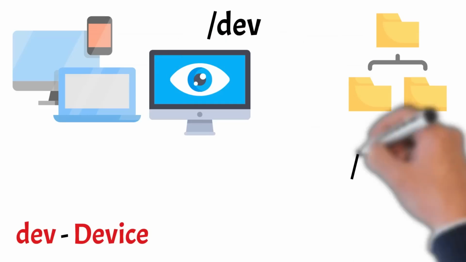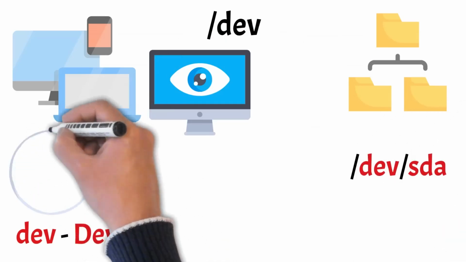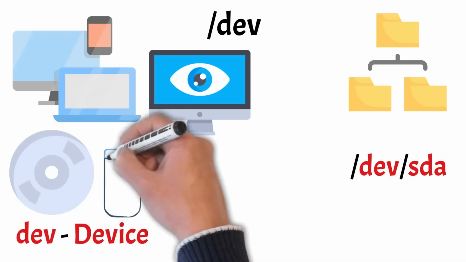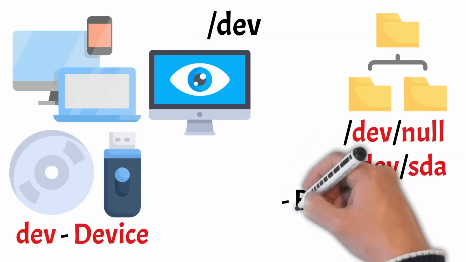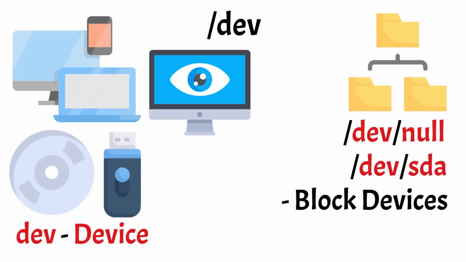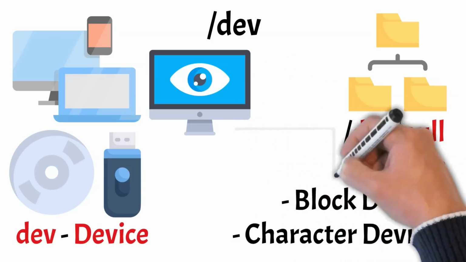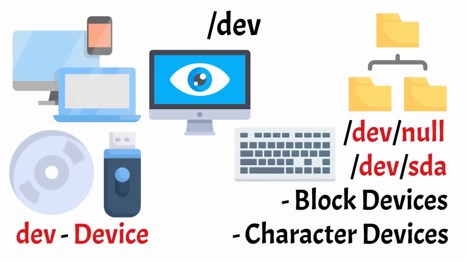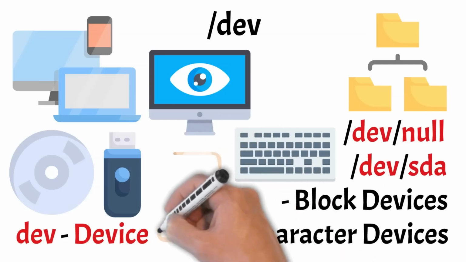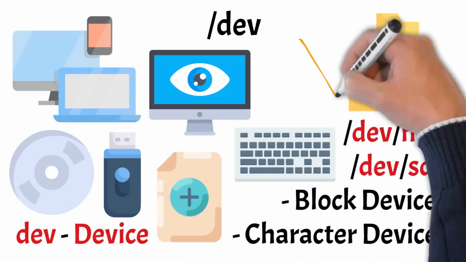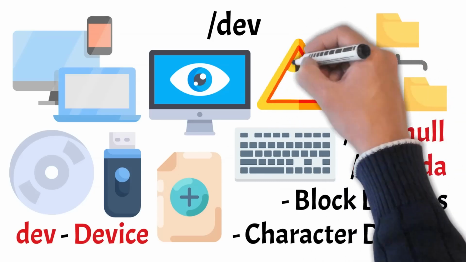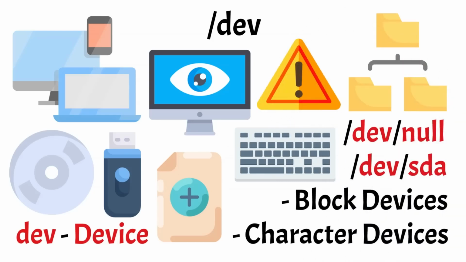For example, dev/sda might represent your first hard drive. Whether it's your hard drive, USB stick, keyboard, or even virtual devices like dev/null, they all show up here. You'll find two main types: block devices, like hard drives, which handle data in chunks, and character devices, like keyboards, which handle data as a stream of characters. These files are managed dynamically. Linux adds or removes them as hardware changes. While it's interesting to look through, interacting with these files directly can affect your hardware, so be cautious.